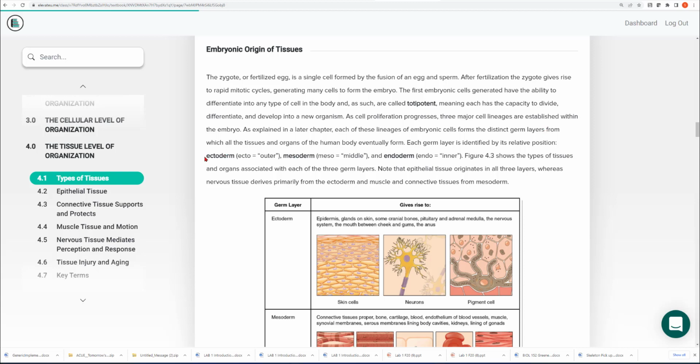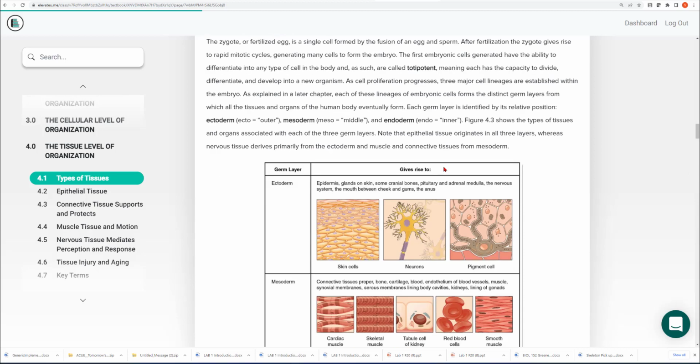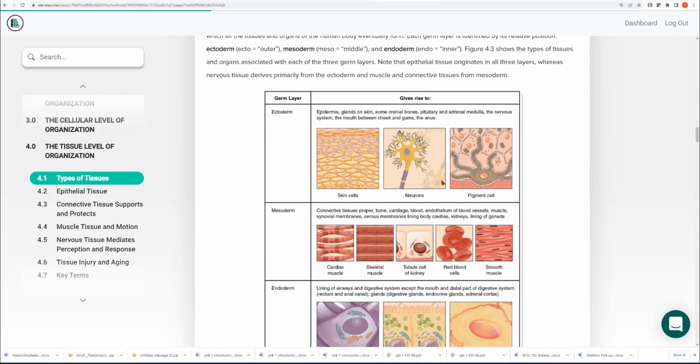Number 1, the early embryo has an outer layer called the ectoderm. Ecto means outer. There is a middle layer called the mesoderm. Meso means middle. And there's an inner layer called the endoderm, and endo means inner, right? So we have an outer, a middle, and an inner layer. And it turns out that our tissues come from different layers. So let's take a look.